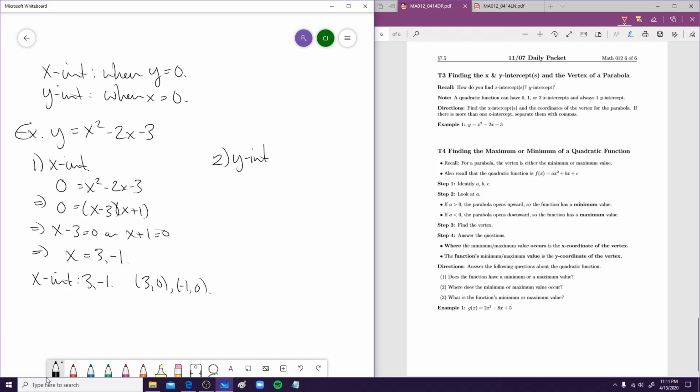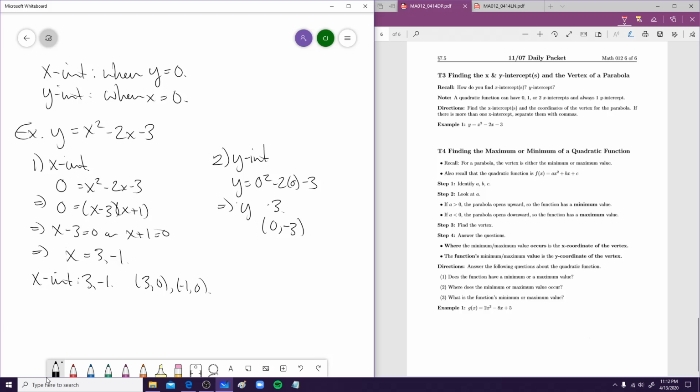Okay, so how do we find the y-intercept? We want to plug in 0 for x. So we have y is equal to 0 squared minus 2 times 0 minus 3. So y is equal to negative 3. Right, that looks terrible. Let's rewrite that. And again, if I wanted to rewrite this as a point, it is going to be (0, negative 3).